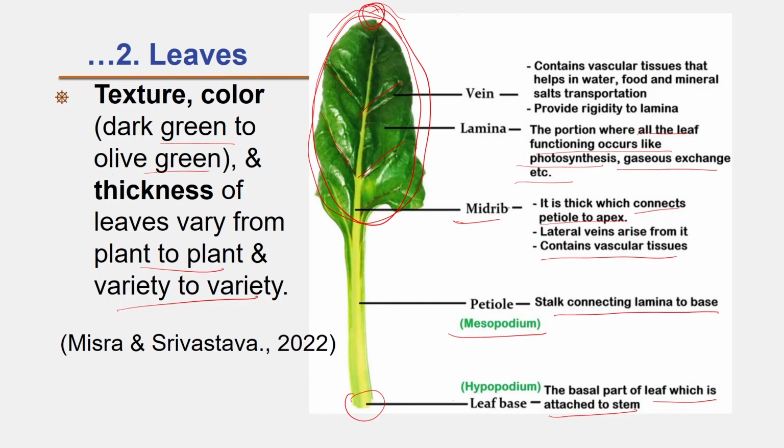Now there may be some veinlets. So veins help in salt transportation and provide rigidity to the lamina. So it acts as a skeleton and contains vascular tissues that help in water, food and mineral transport.